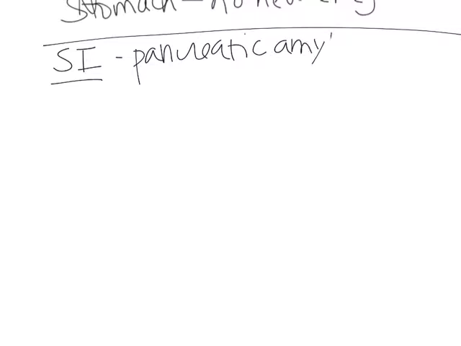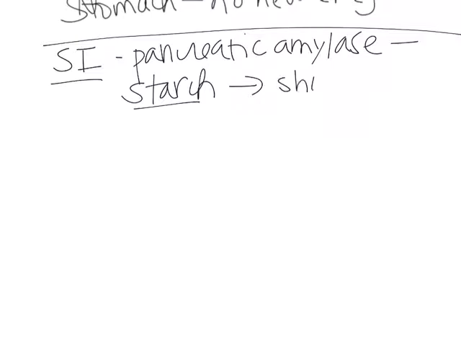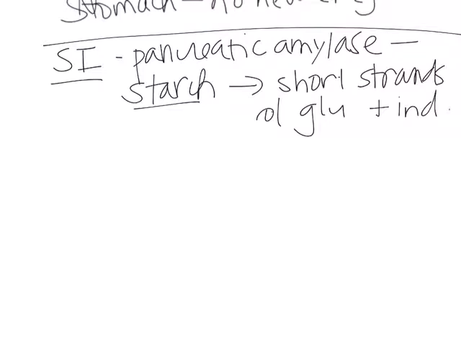Okay, we'll go here. Now we're going to go to the small intestines. In the small intestines, pancreatic amylase will dump in from the pancreas, right? And it's going to start taking complex carbohydrates like starch and breaking them down into short strands of glucose, and individual glucose molecules. Okay, so pancreatic amylase.